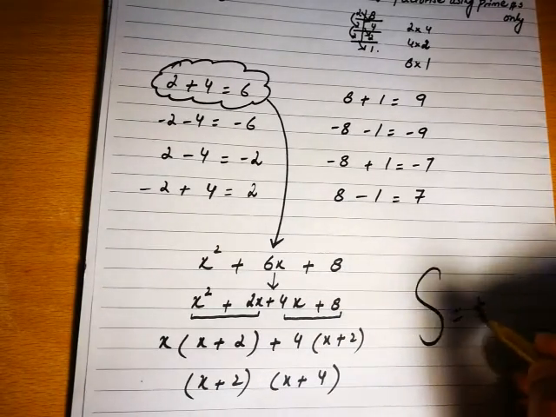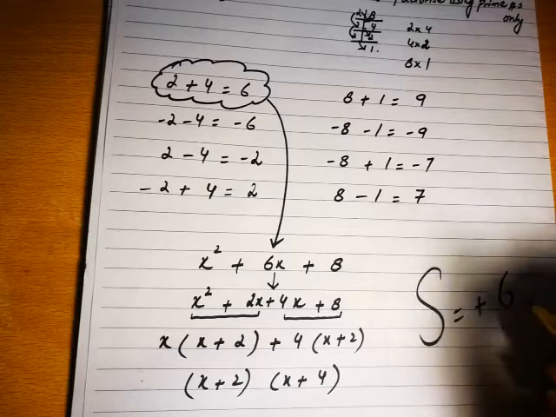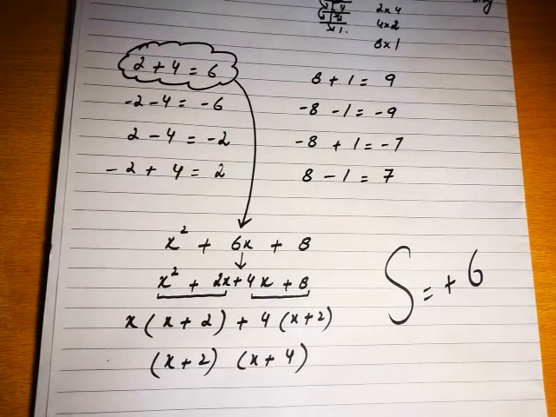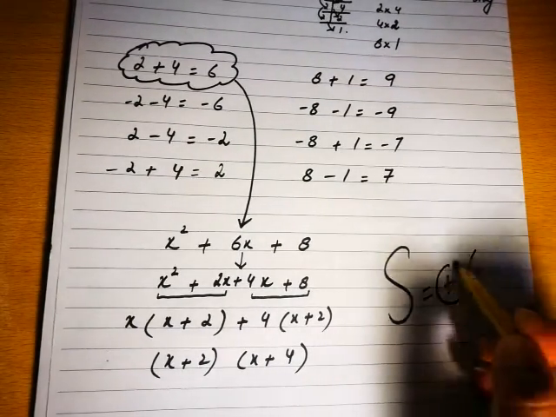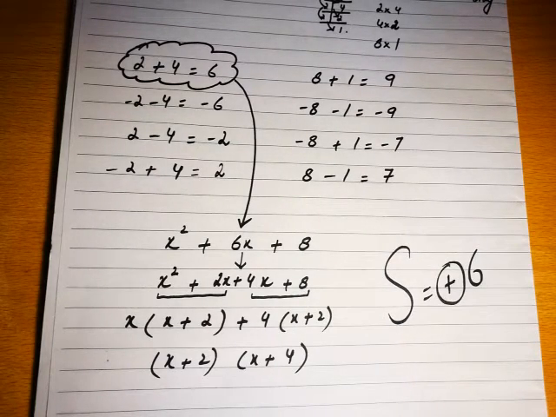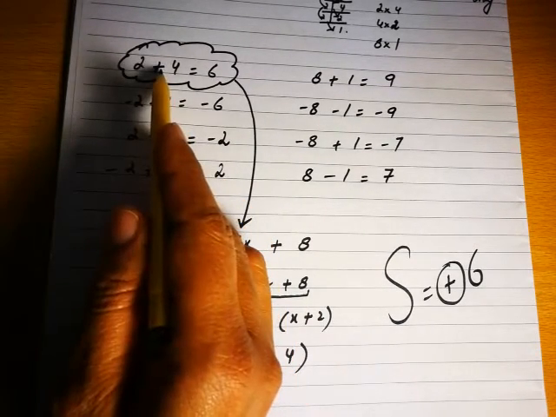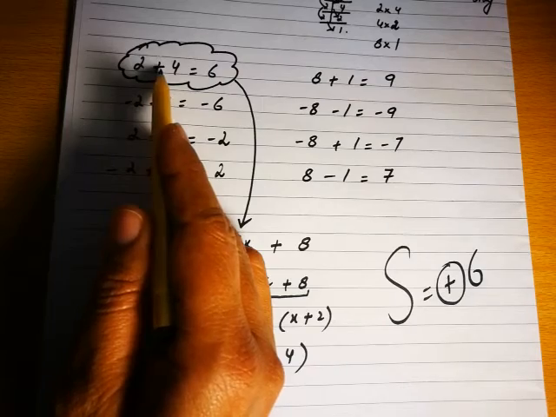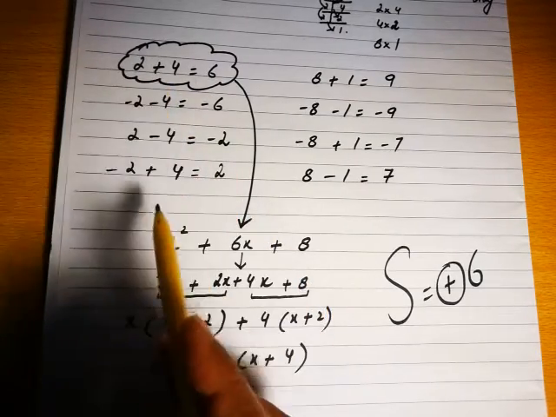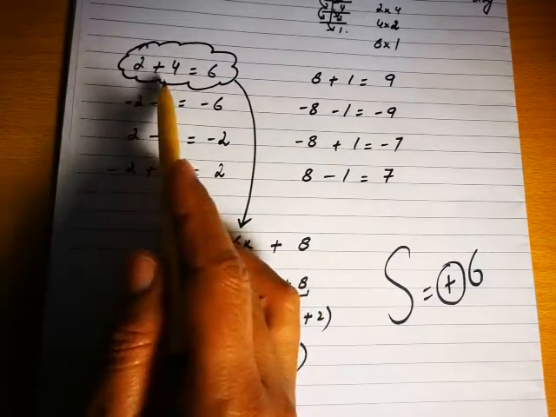Remember one thing. If S is having a positive sign, bigger value will be positive. What is the bigger value? Plus 4. It means from this list, I could have taken this or this.